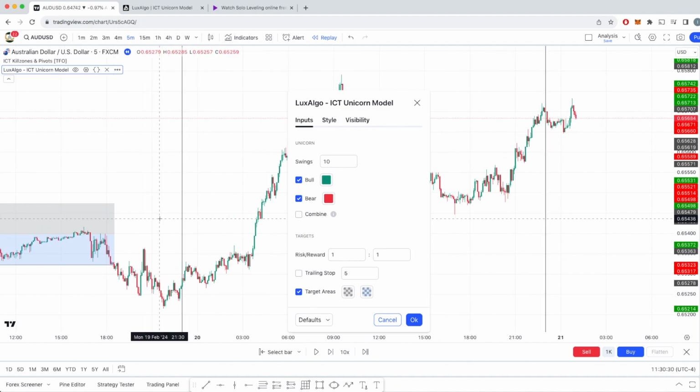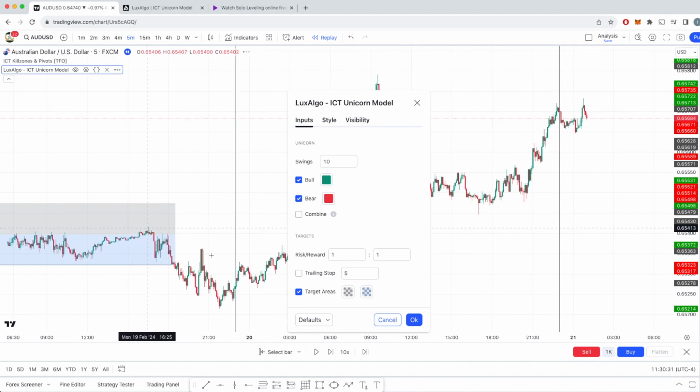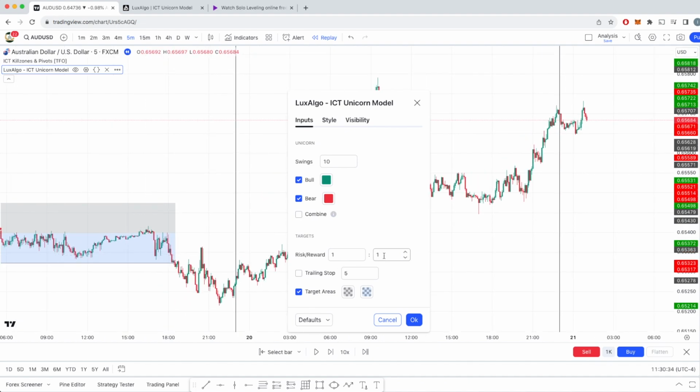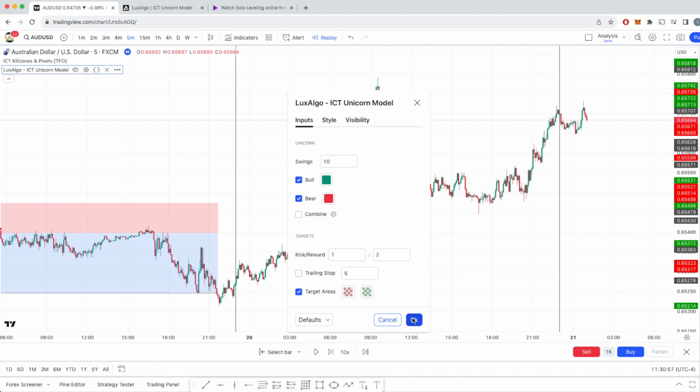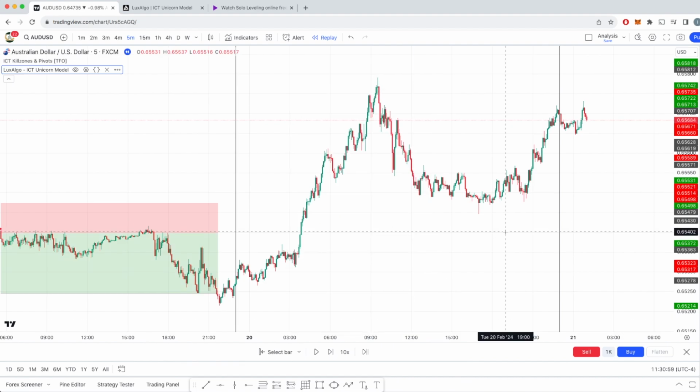For the risk to reward, they have it set at a 1-to-1. Of course, once again, you can try different things, but I think I would go with at least a 1-to-2. For the trading stop, they have their own built-in money management way, but me personally, I like to manage my trades my own way, so I'm not going to use that. And then for the color, just to have it more intuitive, I'll just have it the classic red and green. And that's it. It's set.